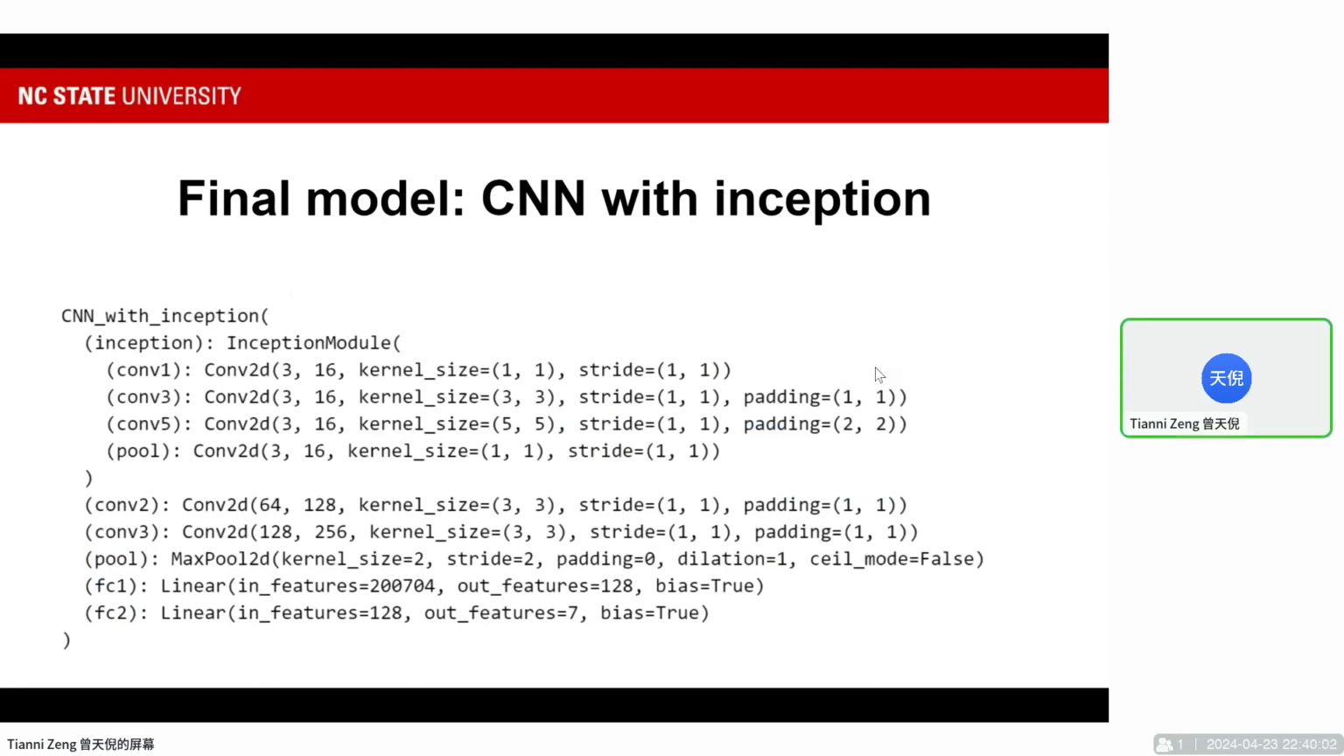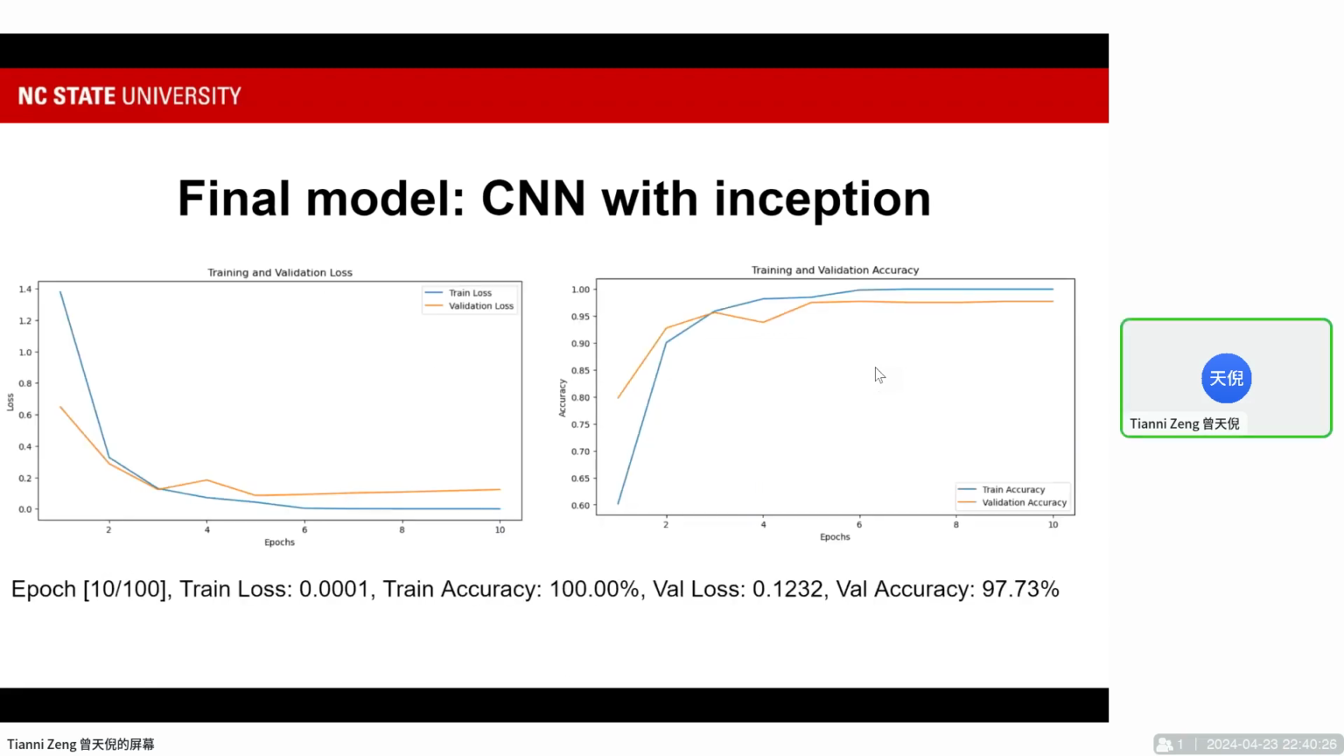So here is our model. As you can see, when data comes in, it is first put into an inception module, which has 3 parallel convolutional paths. And after this inception module, the data will go through 2 convolutional layers and a max pooling layer. And after that, there are 2 fully connected layers.